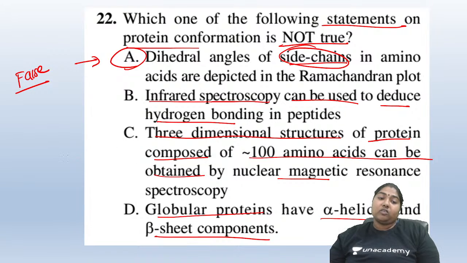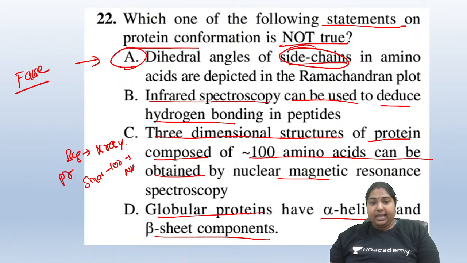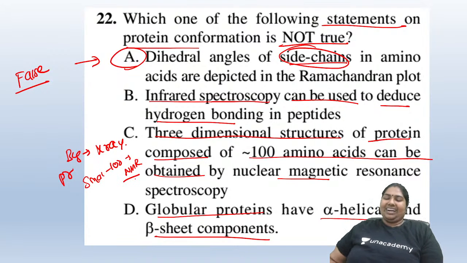If the protein is very big, you go with X-ray. But if it is a small one, up to 100 residues, you go for NMR. NMR also predicts the angles. So NMR also gives you the coordinates. It is going to give you the 3D structure. So NMR is also a very good experiment.